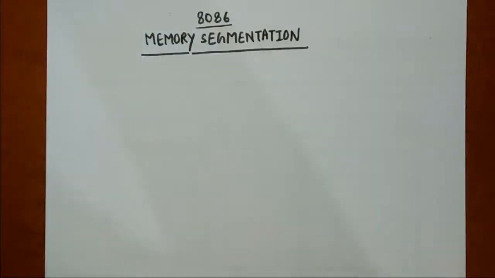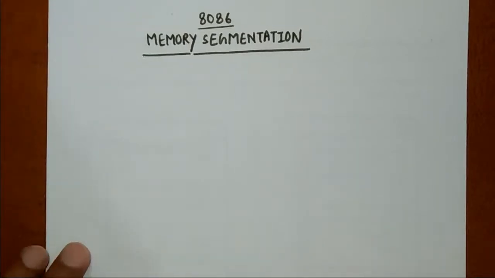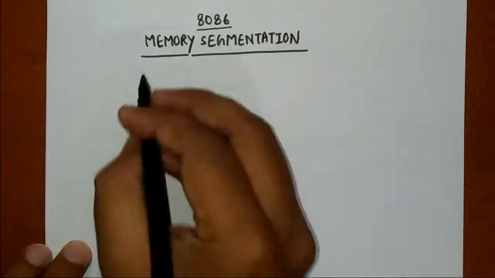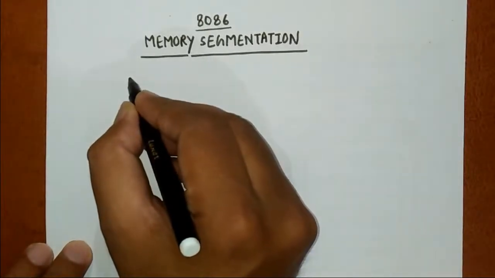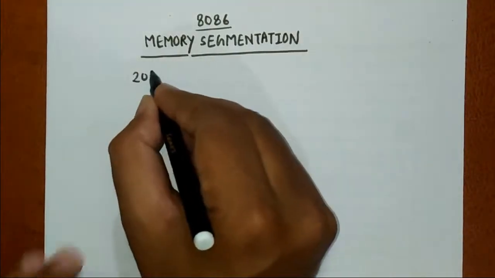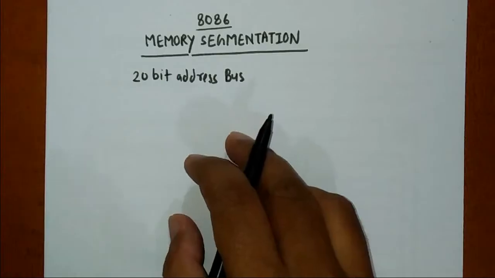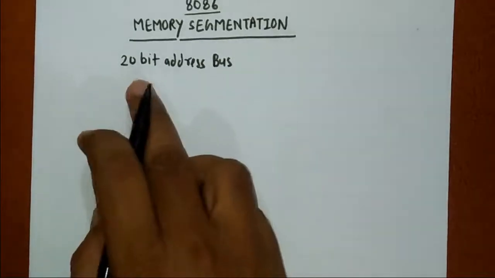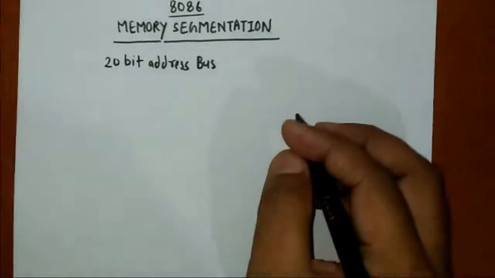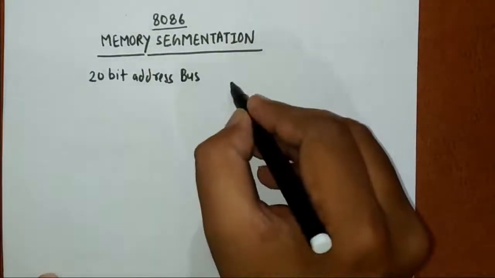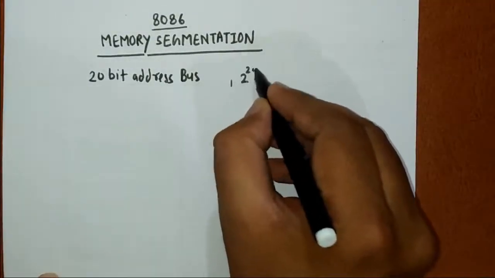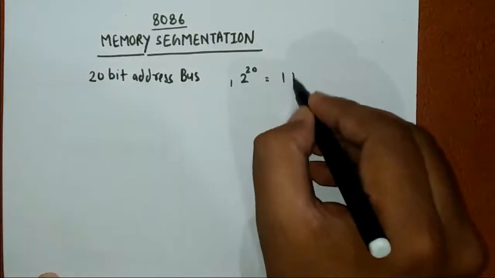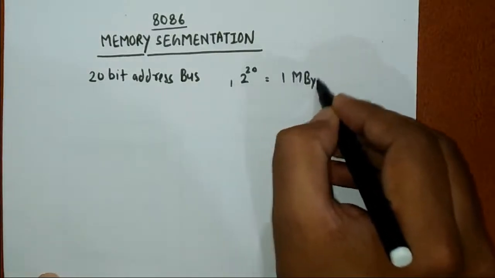Friends, in today's video we are going to discuss memory segmentation in 8086 microprocessor. So we know that 8086 microprocessor has a 20-bit address bus, right? And due to this 20-bit address bus, 8086 can access up to 1 megabyte of memory location, right? It is 1 megabyte.